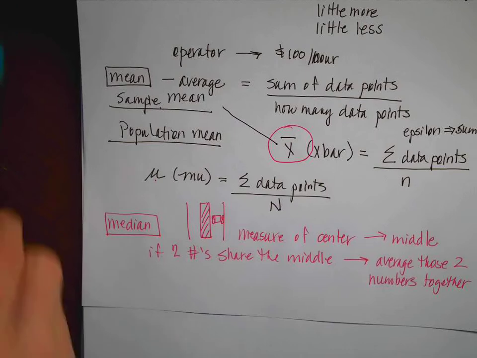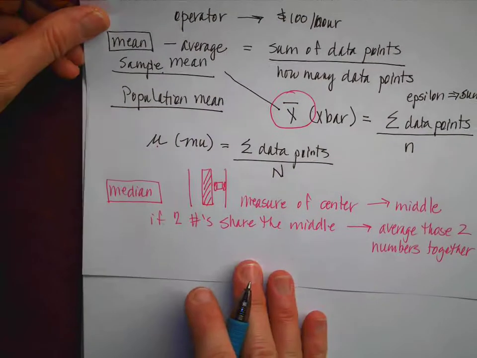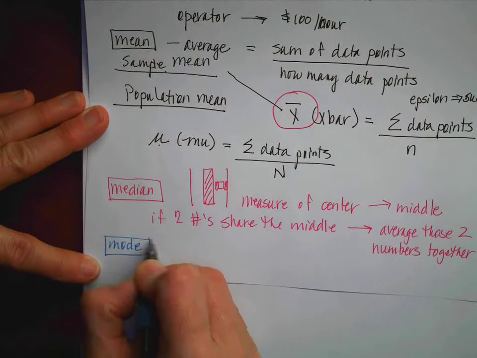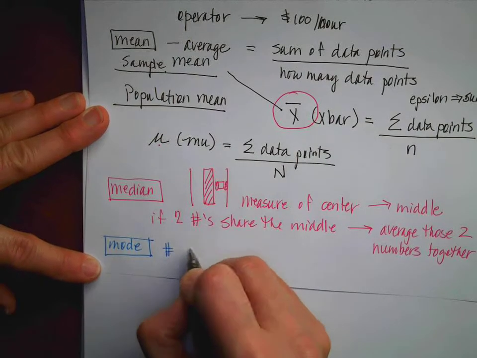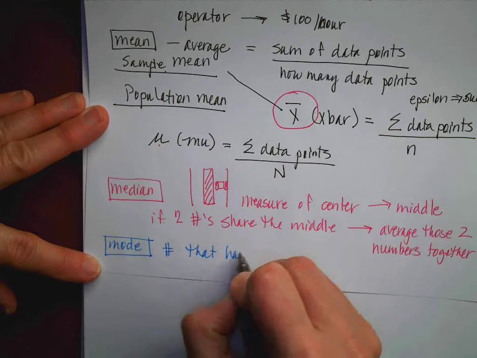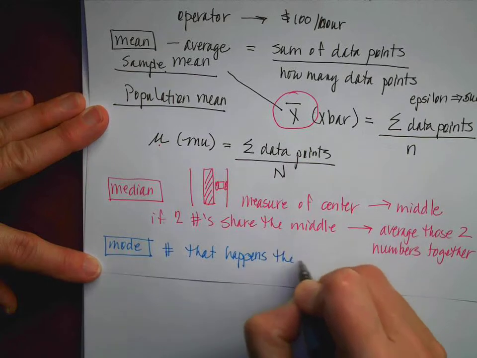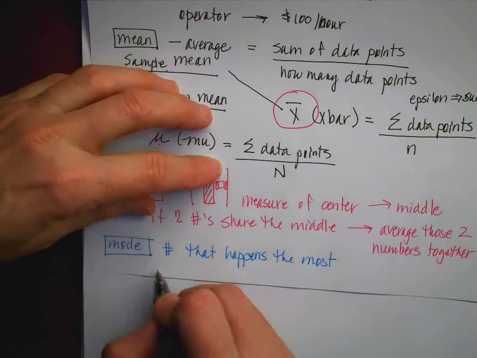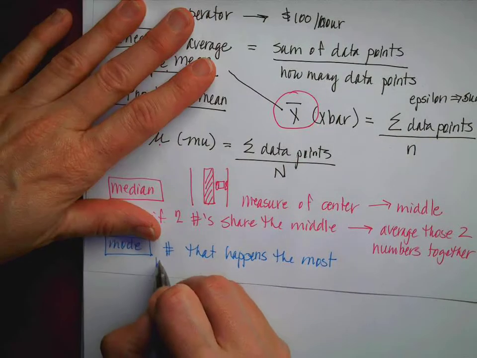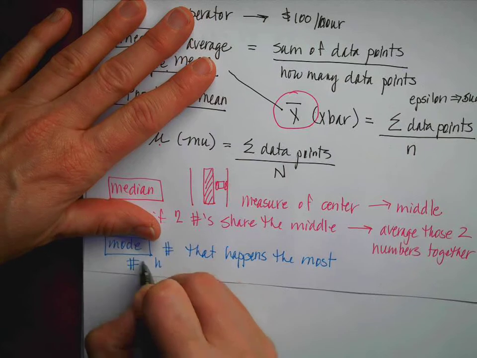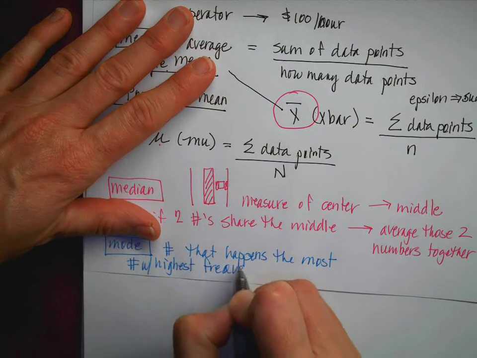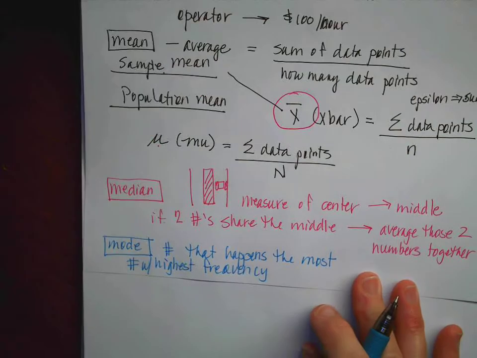Alrighty? The last one that we want to talk about, and I'm going to try to squeeze it in down here on the bottom because I've already got your first example written out, is mode. Mode is the number that happens the most. So it's the number that occurs the most frequently. Using our good statistics words, we're going to say that it is the number with the highest frequency. And frequency, if you'll remember, means just how many times that number shows up.